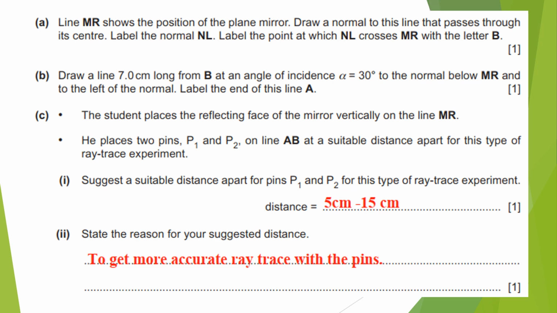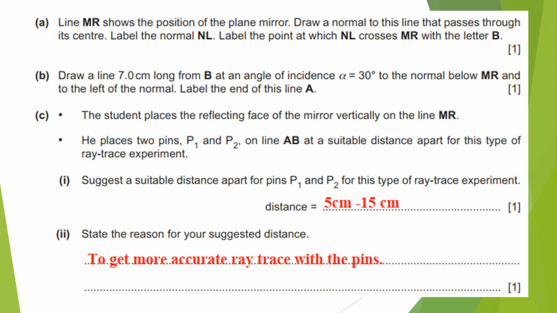So be careful. Question B, draw a line 7 centimeter long from B at an angle of incidence alpha equal to 30 degrees to the normal below MR and to the left of the normal. Label the end of this line A. So just follow the instructions using your ruler. From point B you have to draw 7 centimeter. Using protractor you need to measure angle 30 degrees from the normal, below MR and left side. So with these instructions you have to draw a line and the end of the line should be labeled A.